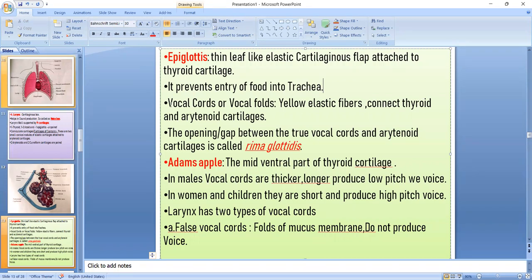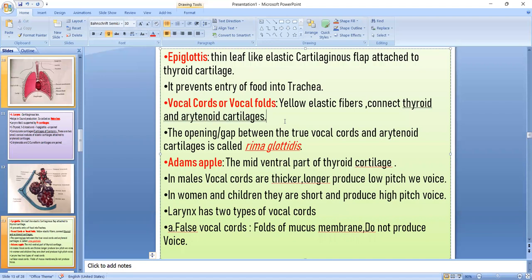Right. So this is very, very important. Vocal cords or vocal folds. These are yellow elastic fibers which connect thyroid and arytenoid cartilages. Okay, thyroid and arytenoid cartilages madhyalo addanga untayi. Okay, just like the strings of a harp.